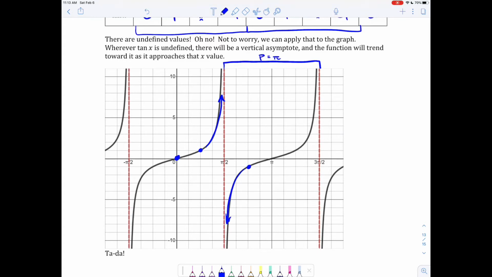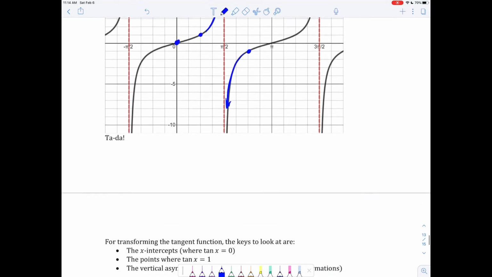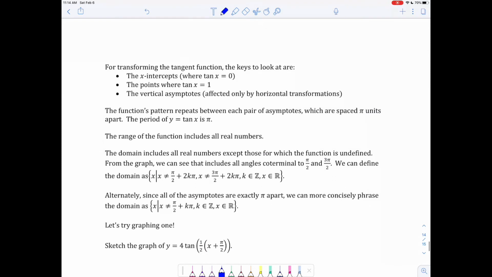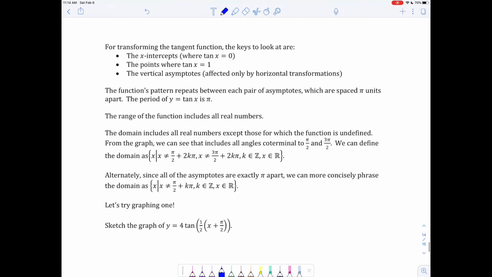When we are transforming the tan function, there are some keys to look at. One is the x-intercepts, so where does tan of x actually equal 0? We're going to look at the points where tan of x is equal to 1, because those are nice key values that we can transform in terms of our vertical transformations. And then the vertical asymptotes, which are affected only by horizontal transformations. So if we shift up, down, or we multiply vertically, we're not going to see any change in the asymptotes, but only those b and c values.